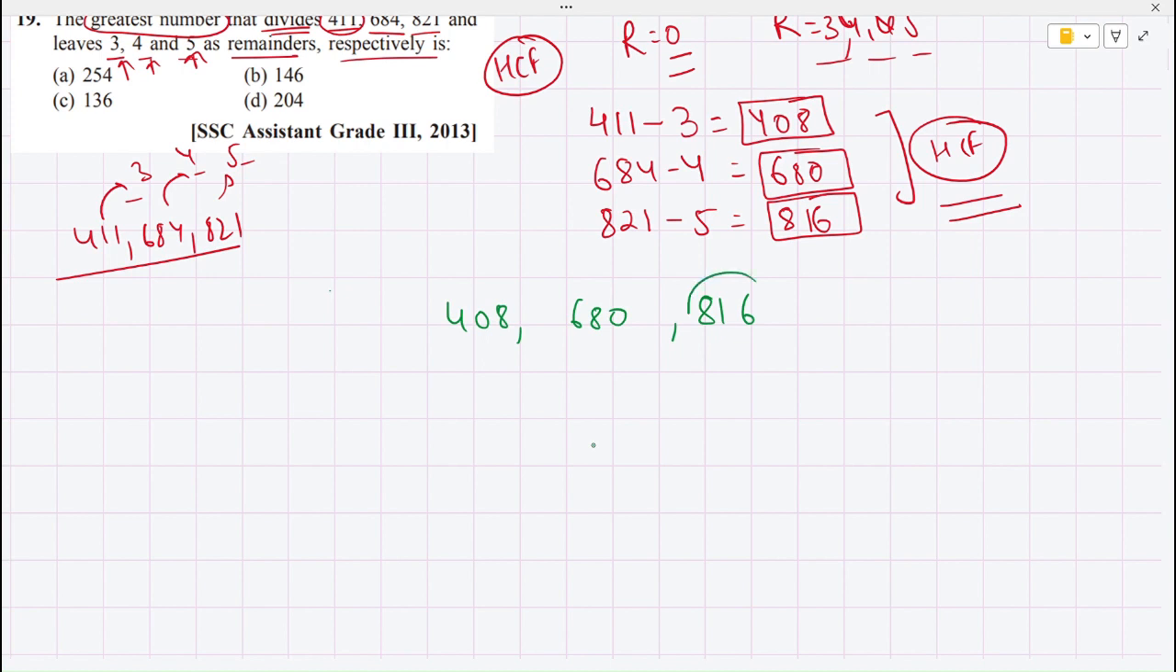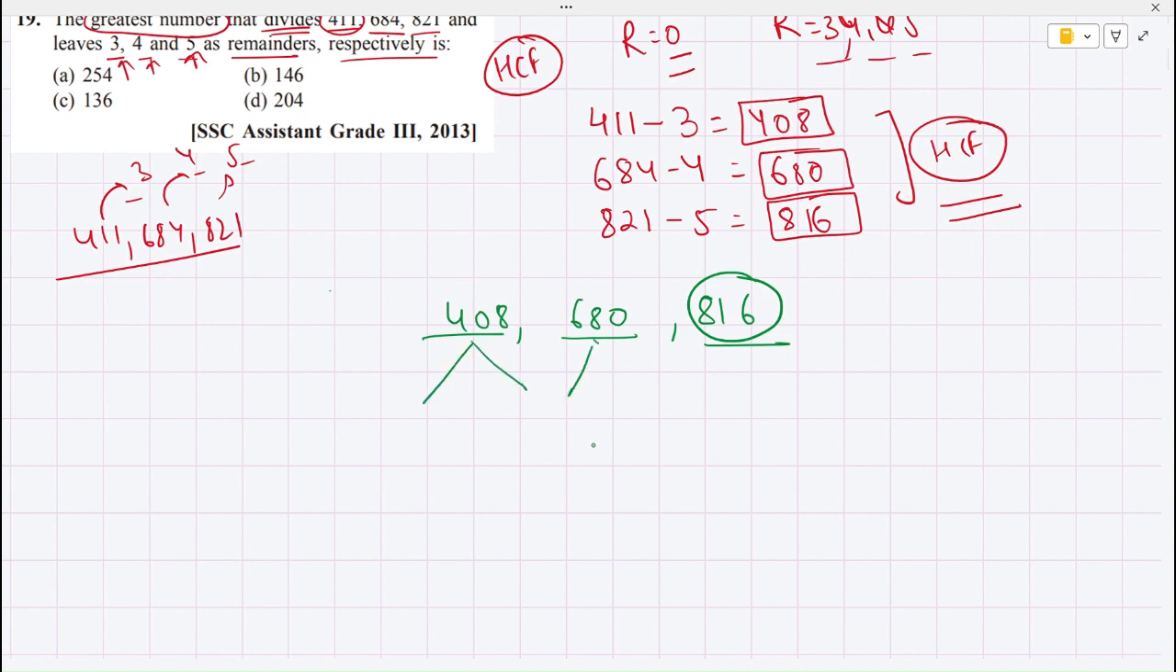So we do not need to solve for 816. The reason being this is a multiple of 408 that is present here. Like if you multiply 408 by 2, we'll get 816. So it is of no use calculating it for 816 because we are considering here highest common factor and not least common multiple. So doing it for 408 and 680.